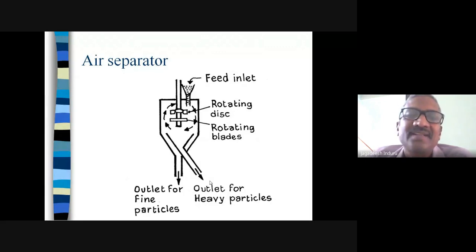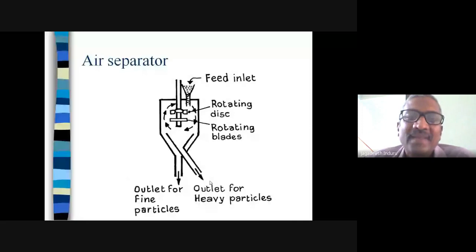This is actually a disadvantage. What is our unit operation? Our unit operation is to separate the size, not to reduce the size. But it is reducing the size. That is one disadvantage. Application of it: it is applicable to separate any two powders which are heavy and lighter in nature. If we want to separate without using any sieve or screen, we can apply this air separation.